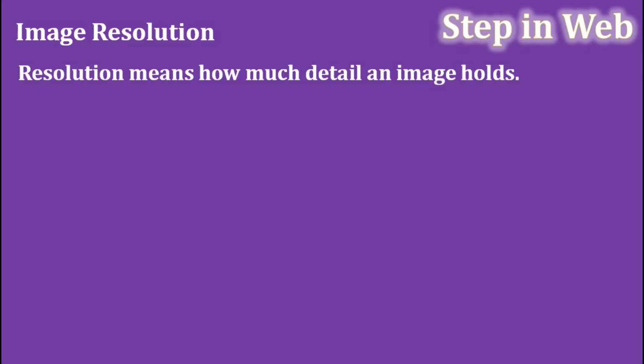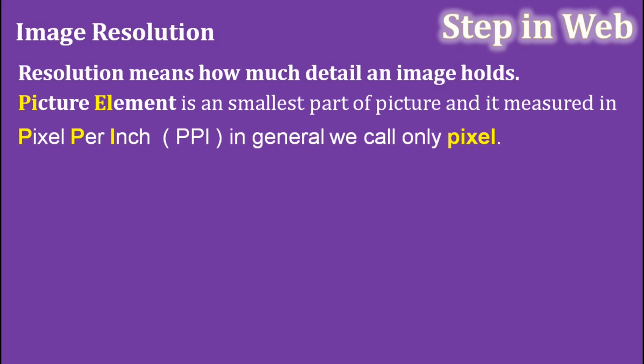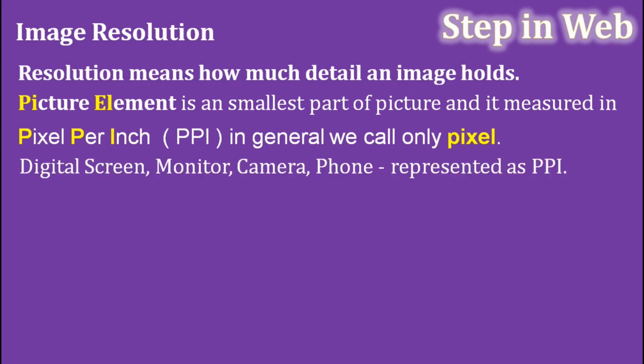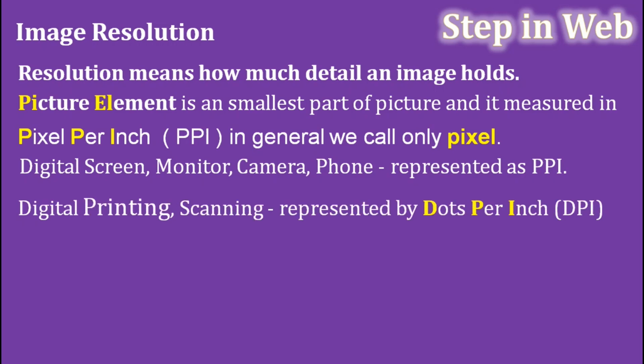Next, we should understand the image resolution. Resolution means how much detail an image can hold. The picture element is the smallest part of a picture and it is measured in pixels per inch, ppi. On digital screens like monitors, cameras and phones, it is represented as pixels per inch, and in the same way in printing or scanning it is represented as dots per inch. The units of dots per inch and pixels per inch are almost the same.